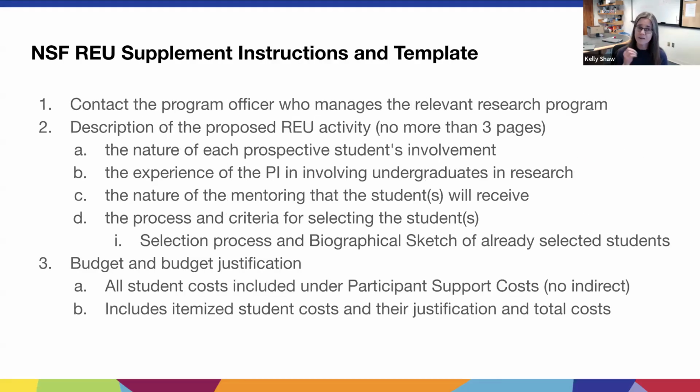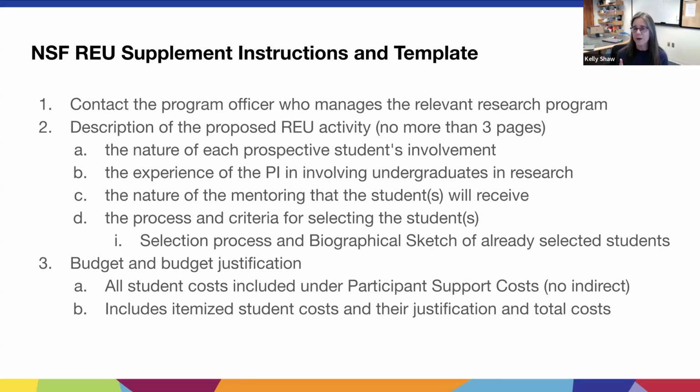So we want to make this as easy as possible for you. We constructed instructions we're going to have links to, as well as a template for you to fill out, to make it really easy to apply for REU supplements. The most important thing I want to mention here is you need to reach out to the program officer who manages your award to ask them about applying for an REU supplement. So that's step 1. I wanted to put it as step 0, but I didn't know how to make that happen in Google Sheets.